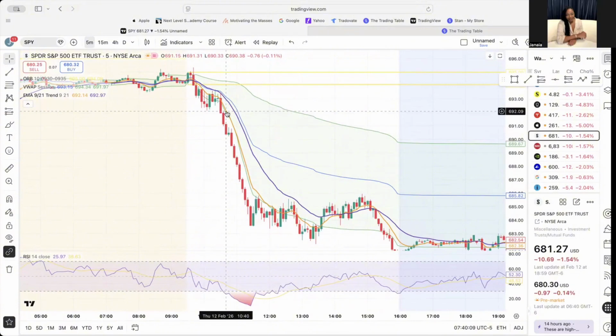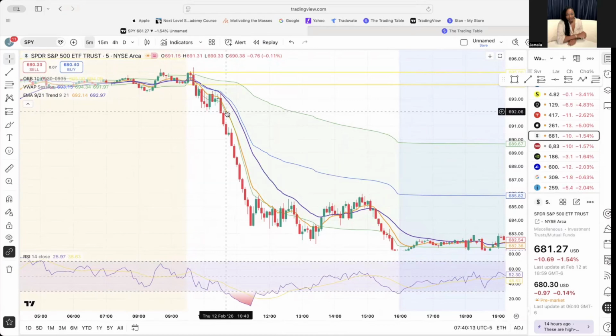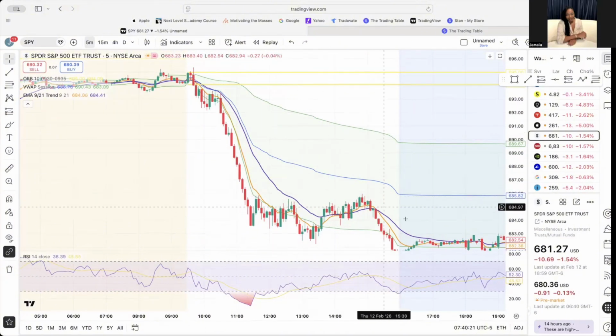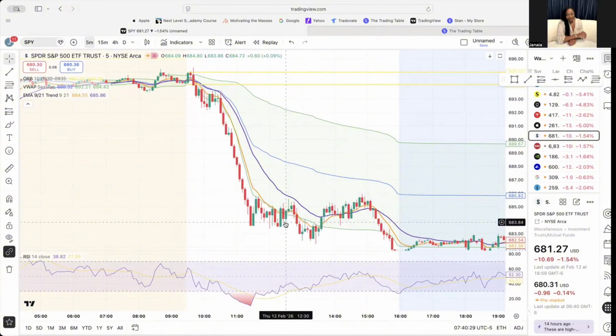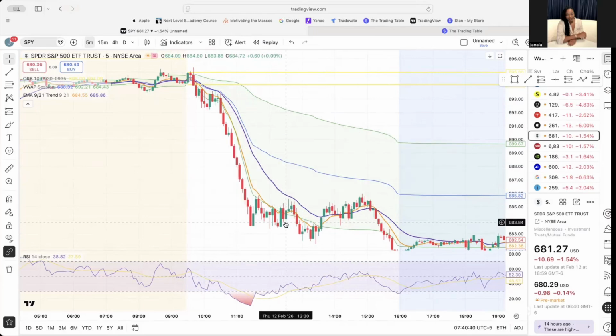The 9 EMA shows short-term direction. So the 9 EMA helps me to see what price is doing right now. It updates quickly, so it stays fairly close to price. As you can see, for each candle, the EMA is fairly close for this orange 9 EMA. It answers one question, which is, are buyers or sellers in control right now?